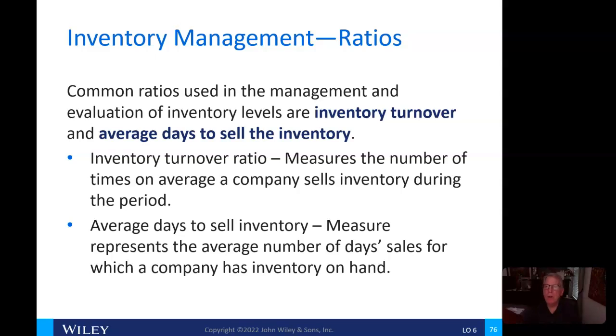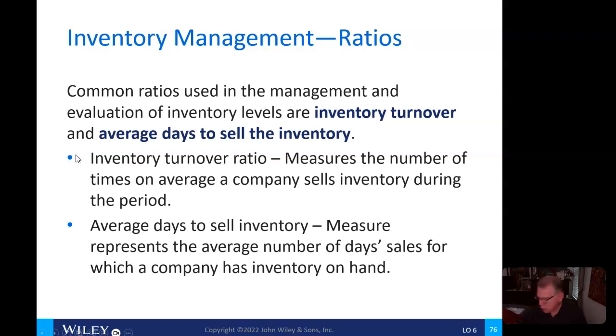When we left off, we were looking at how we manage inventories by using common ratios. And here, the common ratios used in management are the inventory turns and then the average days to sell that inventory. So the inventory turnover ratio measures the number of times an average company sells inventory during the period.